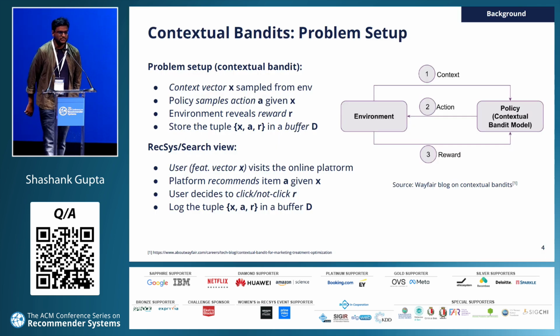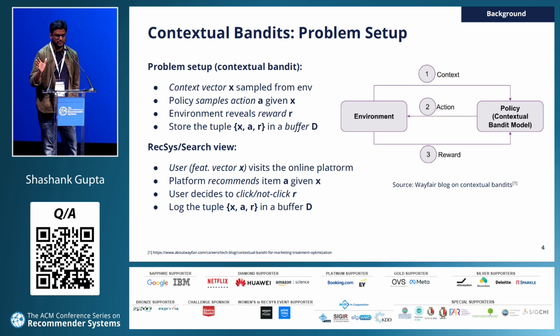Now some background on contextual bandit. What is a contextual bandit? A contextual bandit is one-step reinforcement learning. The general idea is you get a context vector from the environment, which is fed into the policy. The policy takes an action, and the environment gives a reward R, and then we log that in a buffer.